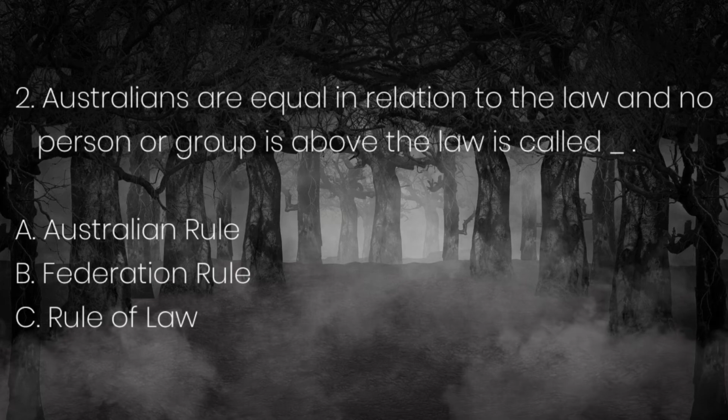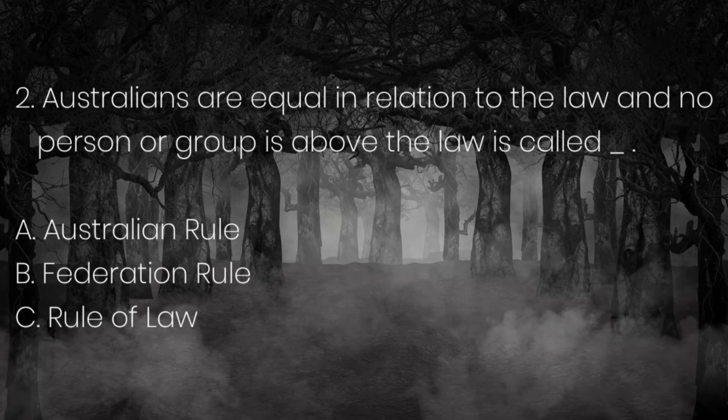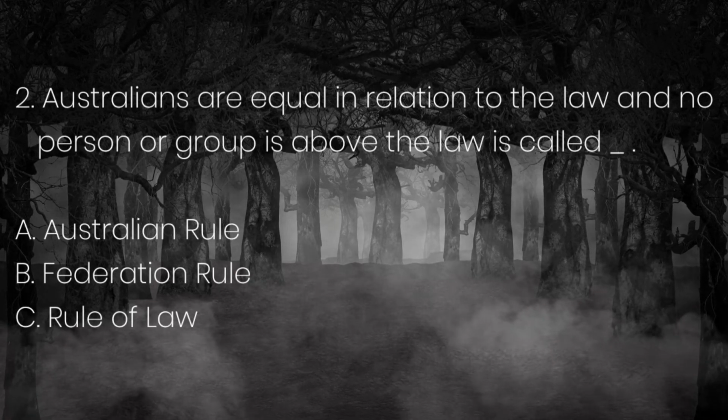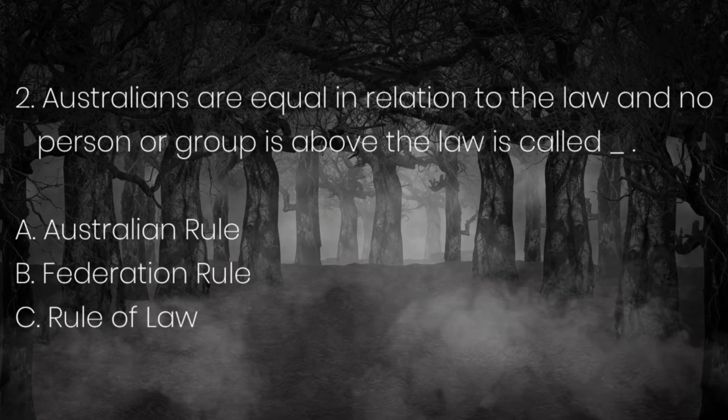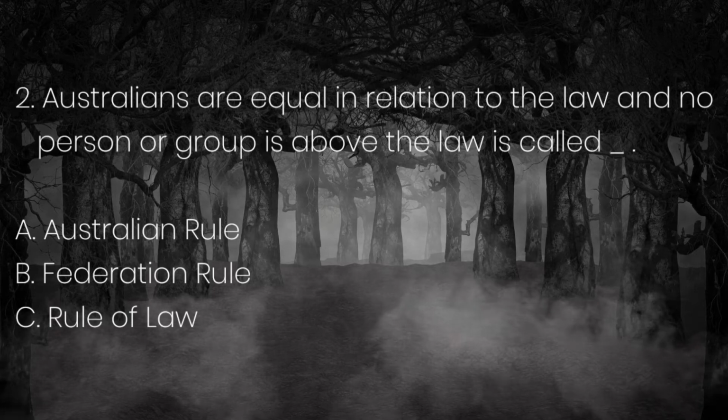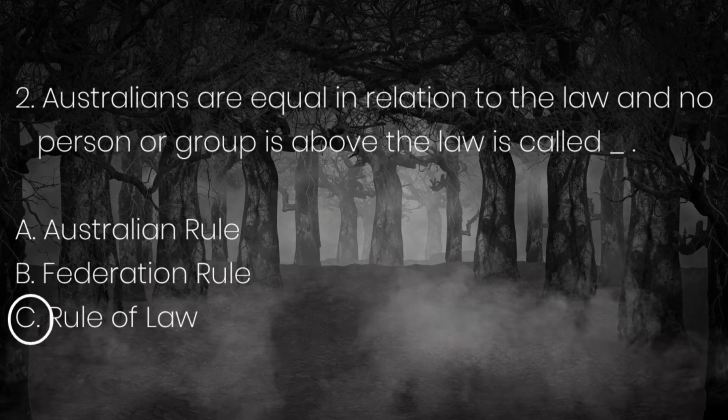Number 2. Australians are equal in relation to the law, and no person or group is above the law is called letter A, Australian rule, letter B, Federation rule, letter C, rule of law. The answer is letter C. Rule of law.